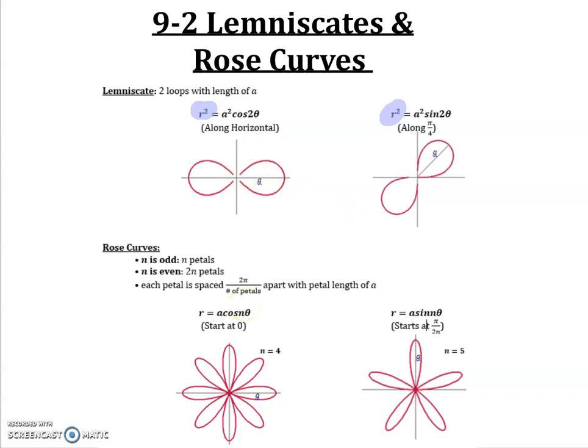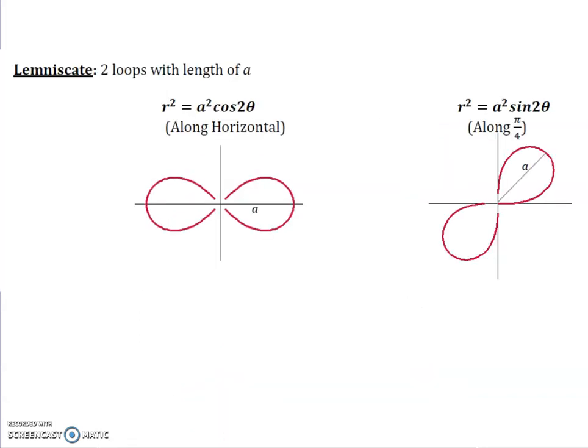Rose curves, we're going to get into that a little bit more. We'll talk about that after we do lemniscates, figure 8s. Lemniscates have 2 loops with a length of A. You know it's a lemniscate because it's r squared. All right, here we go.